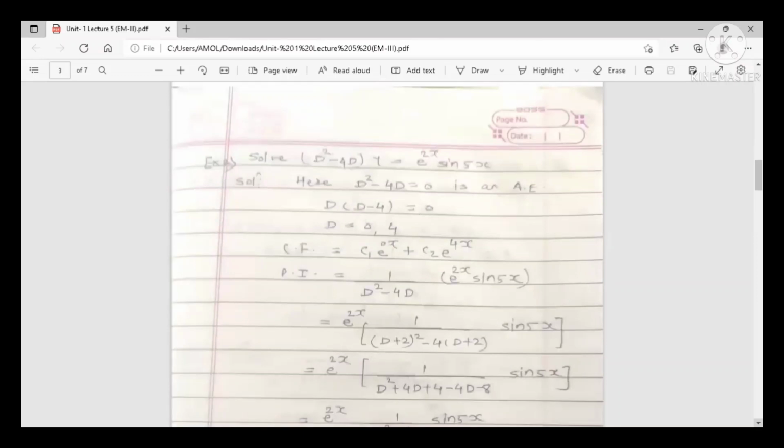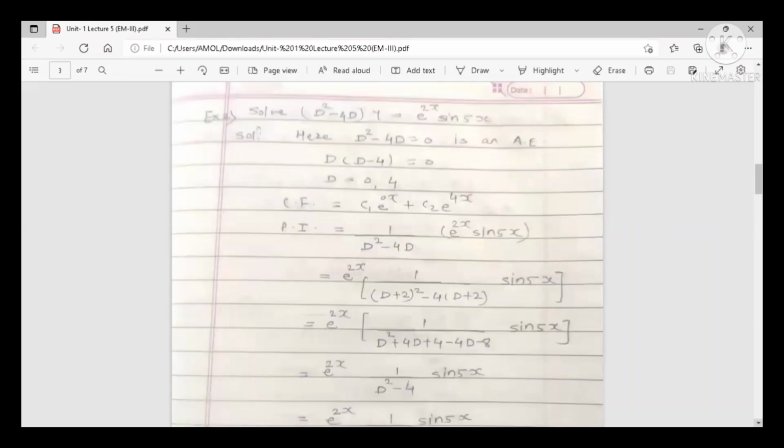Now this is the second example. Solve D square minus 4D into y is equal to e raised to 2x into sine of 5x. Here again, it is the reduced form of LDE, phi of D into y is equal to f of x. So you equate the function phi of D equal to 0, so that you will get the auxiliary equation.